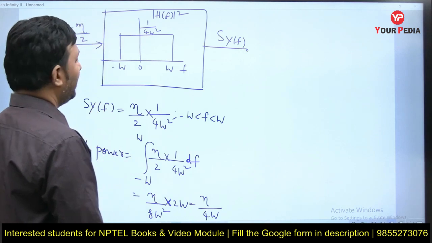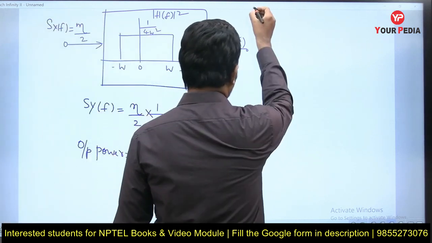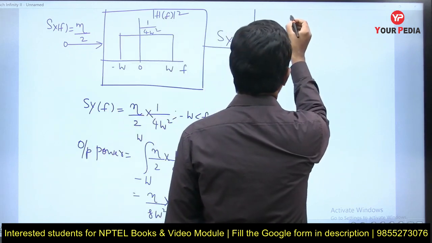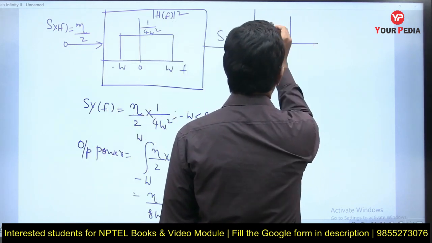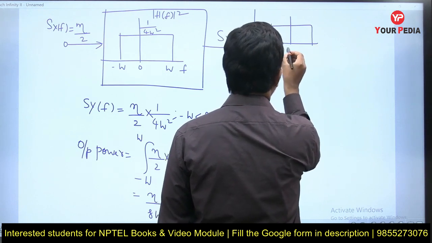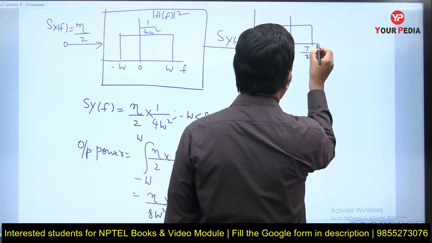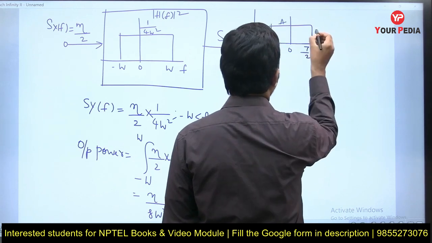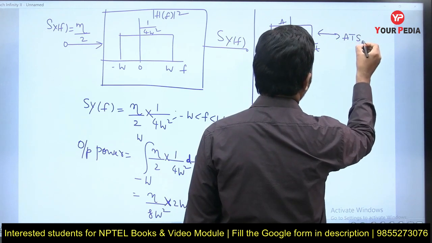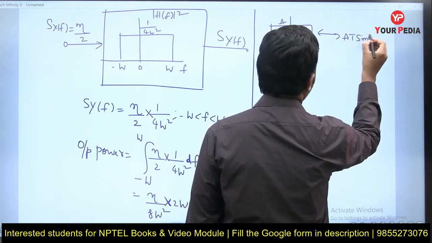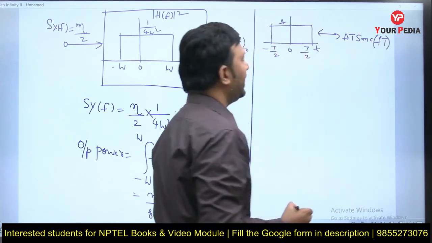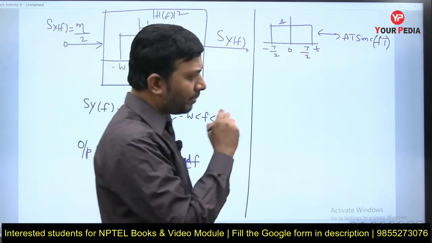H of f. See, from the Fourier transform, if I have a rectangular pulse varying from minus T by 2 to T by 2 of amplitude A, its Fourier transform is AT sinc of fT. AT sinc of fT. Hope you remember this one.